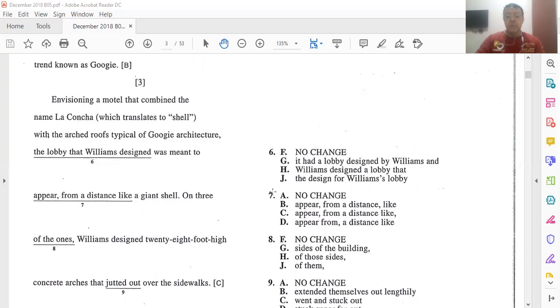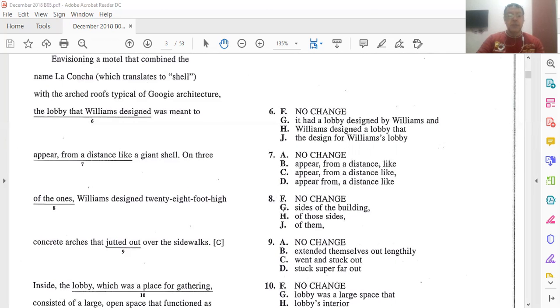So the best choice is B. We should put "from a distance" in two commas, okay? And then we shouldn't put any comma after "like", okay? Yes, so B is the best choice here.